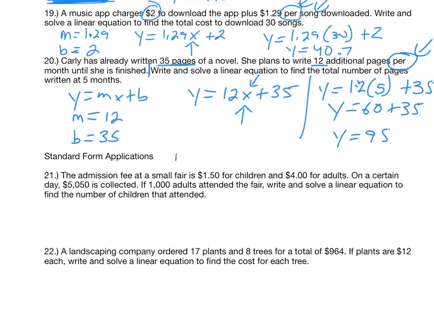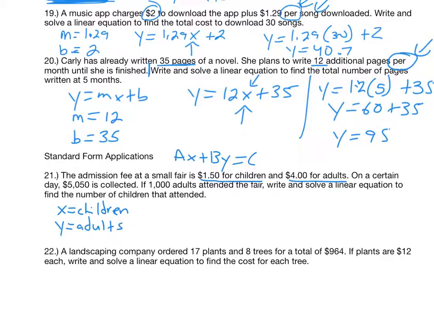Standard form, remember, is ax plus by equals c. So with standard form, it usually means we're going to be talking about two different things. So if we read number 21, it says the admission fee of a small fair is $1.50 for children and $4 for adults. So those are our two different things that we're talking about in this problem. So x is going to represent children, and y is going to represent adults.